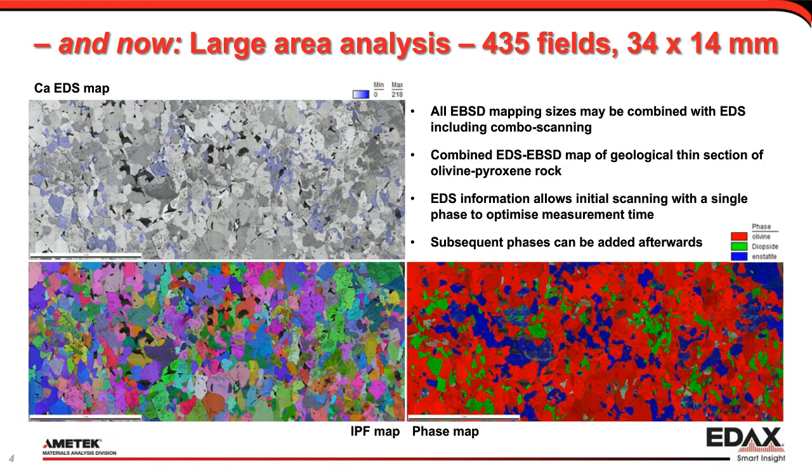Now you can routinely collect EDS data with almost all EBSD scanning modes. This slide shows you an example of a combined scan on a geological thin section of an olivine orthopyroxene rock. So this was a combined beam stage scan collected over 435 fields, which is almost 3.5 by 1.5 centimeter in size. During acquisition, I only used the matrix phase, the red phase that you can see here, that's the olivine, and we collected the chemical information to allow subsequent processing and adding the missing phases offline.